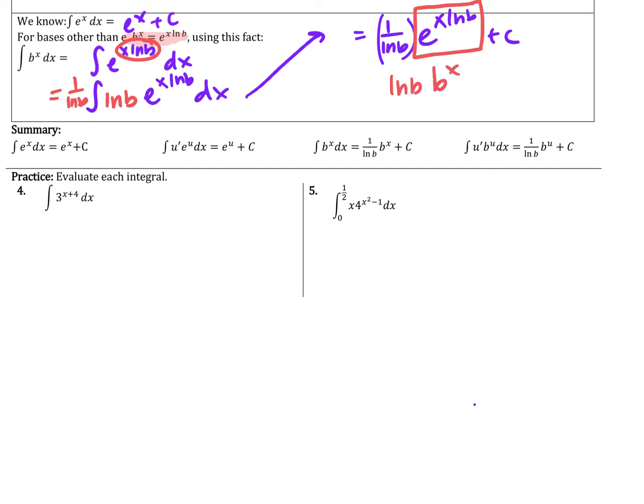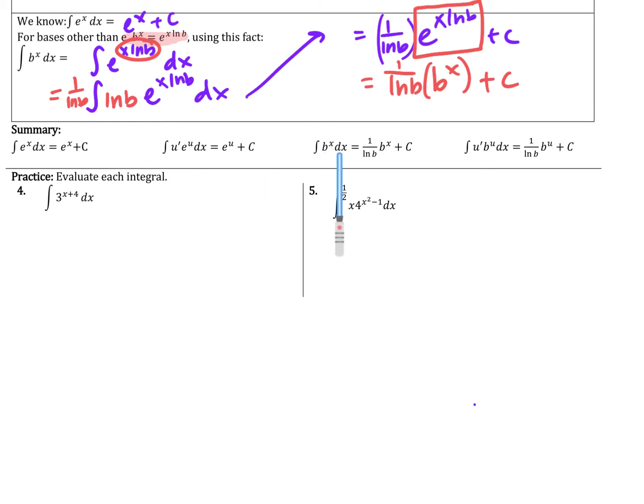So this is going to be 1 over natural log of b times b to the x plus c. So down here we have a summary of these four different but very similar theorems. The integral of e to the x is e to the x plus c. The integral of e to the u times u prime is e to the u plus c, so u being a function of x here.